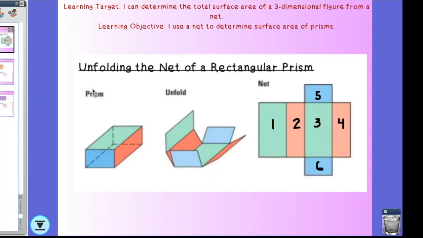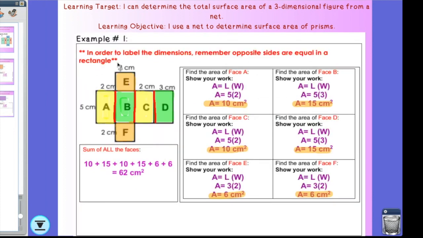If we look over here, here's our rectangular prism, right? And here's how it starts to unfold. And then this is the net. This is the net, and a rectangular prism has six faces. Now let's look at example number 1.